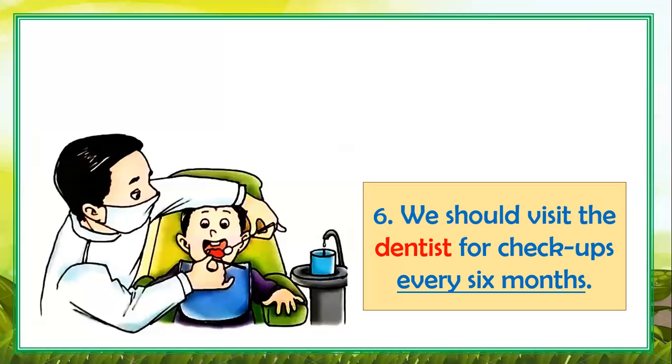So again, what are the things that we should do in order for us to prevent tooth decay? We should brush our teeth. We should rinse our mouth with mouthwash. And then we should also rinse our mouth after each meal. We should avoid eating sugary food. We should eat foods rich in calcium. And lastly, we should visit the dentist for checkups every 6 months.